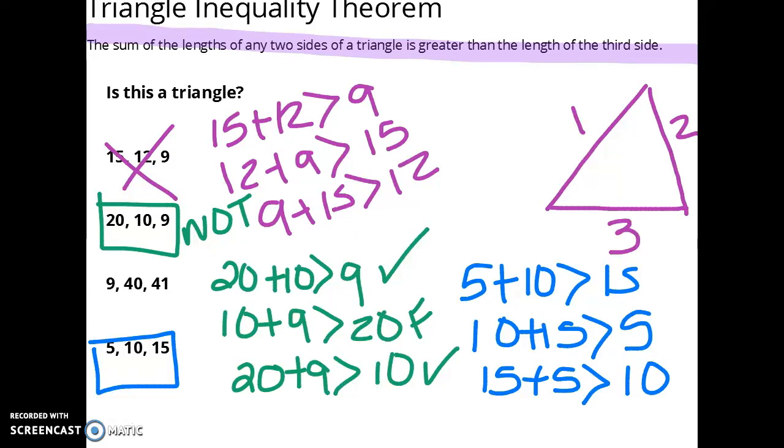Okay, let's take a look at this blue potential triangle. 10 plus 15 is greater than 5. That absolutely is. That makes that 25. 15 plus 5 is greater than 10. Absolutely, that makes it 20. 15 plus 15 is greater than 15? No, that's false. So this is not a triangle. Even though it's equal, that is not greater than. So it is not a triangle. This obviously is a triangle because that works.